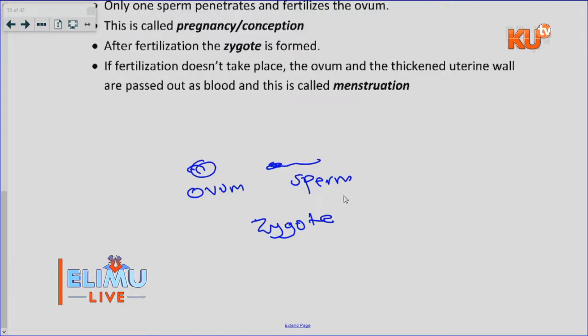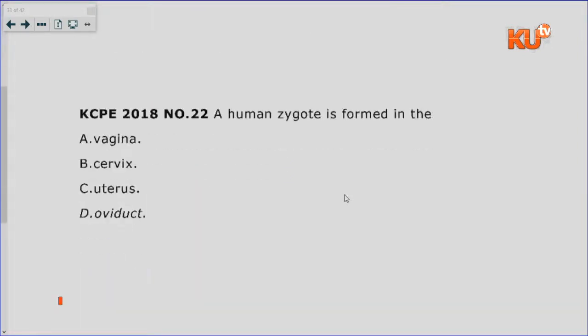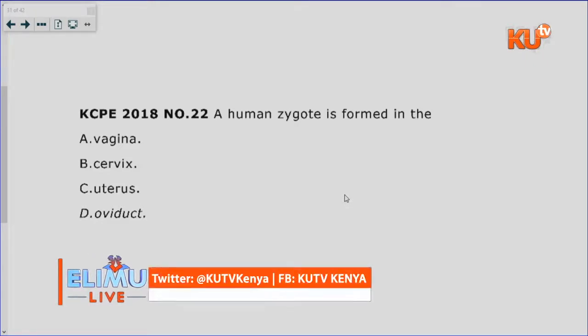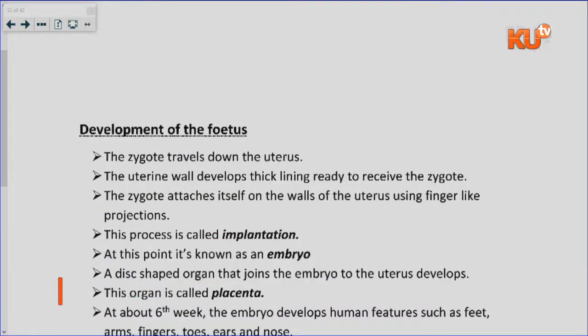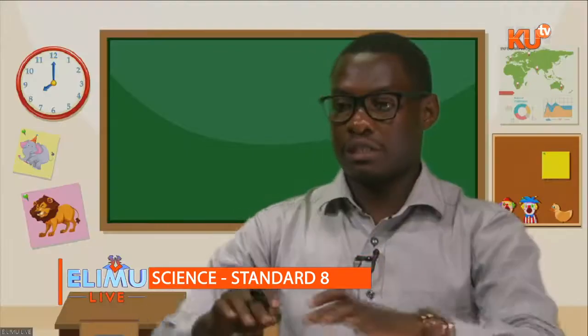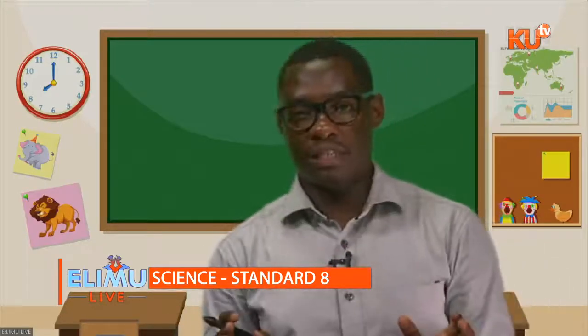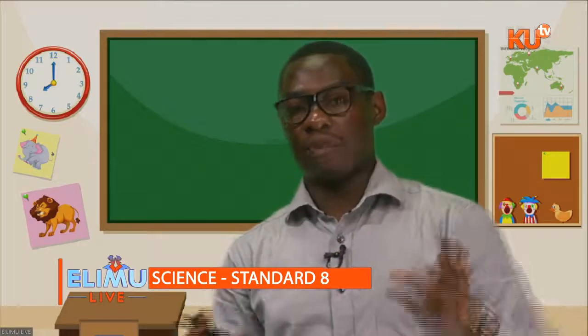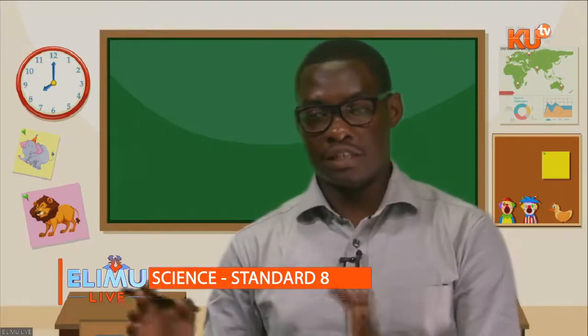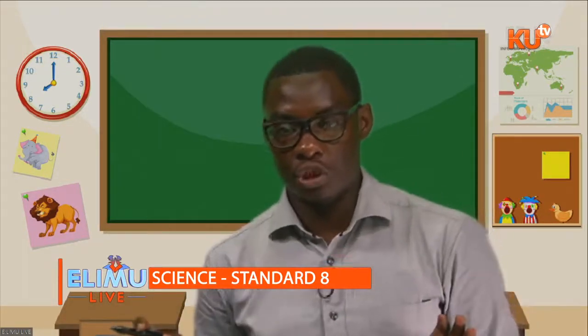Up to that point, let's answer a KCP question. KCP 2018, number 22. A human zygote is formed in the dash. The right answer is oviduct. A human zygote is formed in the oviduct. So after that, the zygote travels down to the uterus, and the uterine wall starts to prepare to receive the zygote by forming thick uterine muscles. Once the zygote reaches the uterus, it gets attached through a process called implantation.